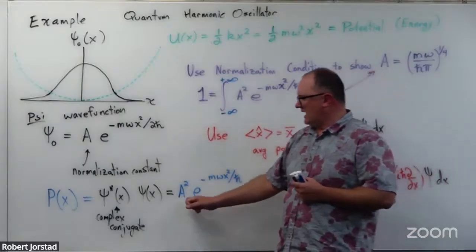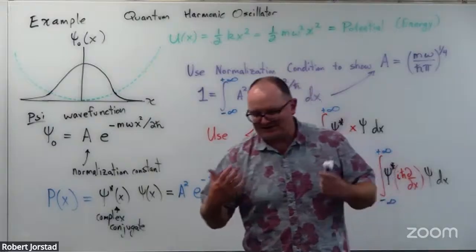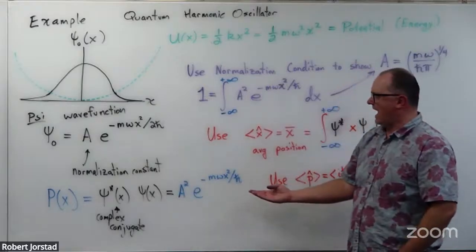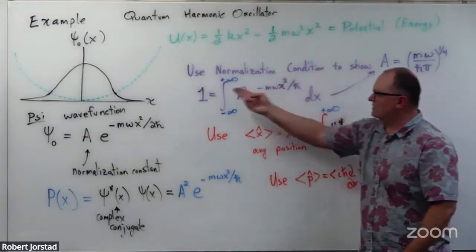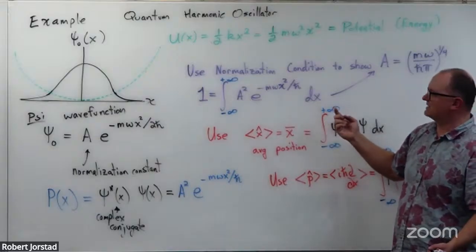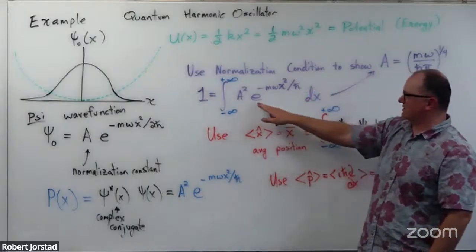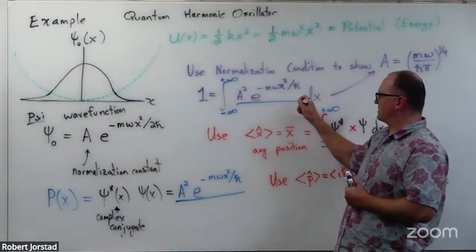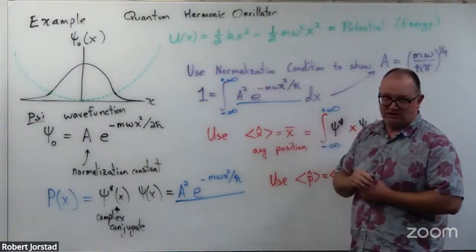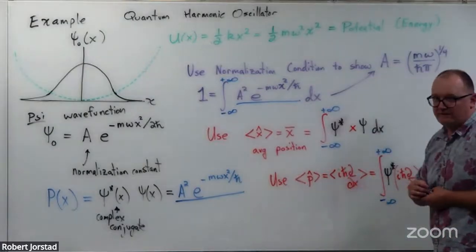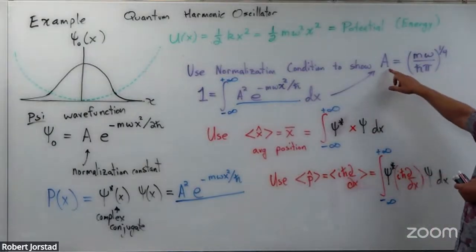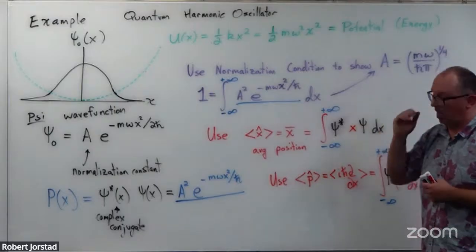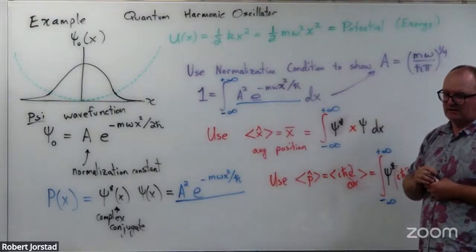This letter A is called a normalization constant. We require the probability distribution add up to 1. So we use the normalization condition: the total probability adds up to 1. So we put in the probability distribution right there. This probability distribution, there's P of x, and you integrate it over all space and set that equal to 1. If you use an integral table, you will discover this happens to be the correct value of the normalization constant for a quantum harmonic oscillator ground state function.